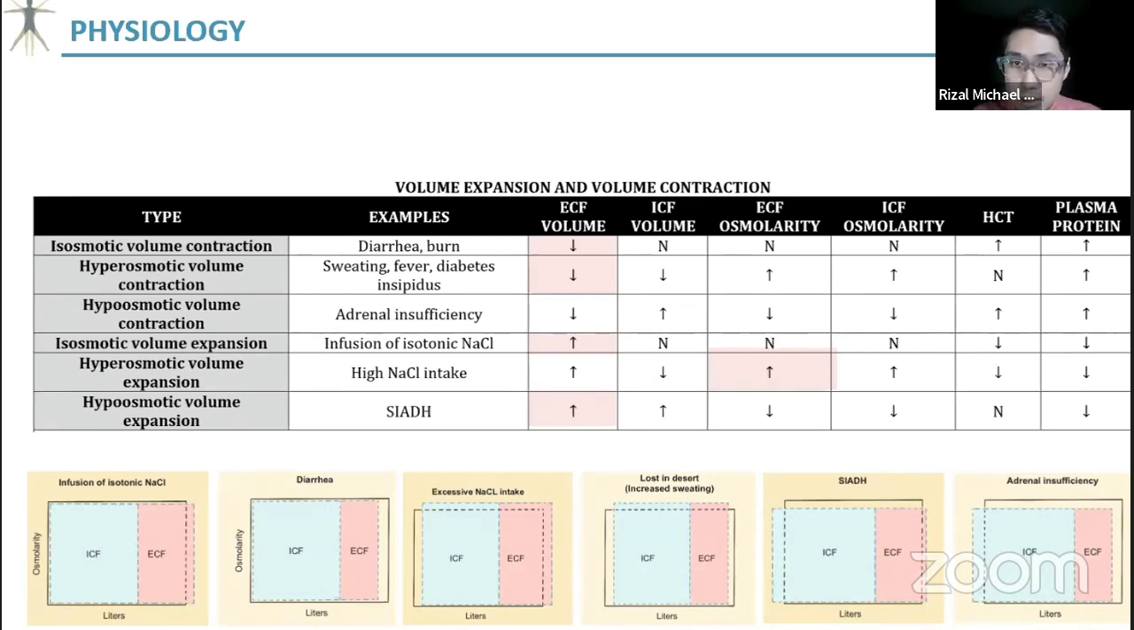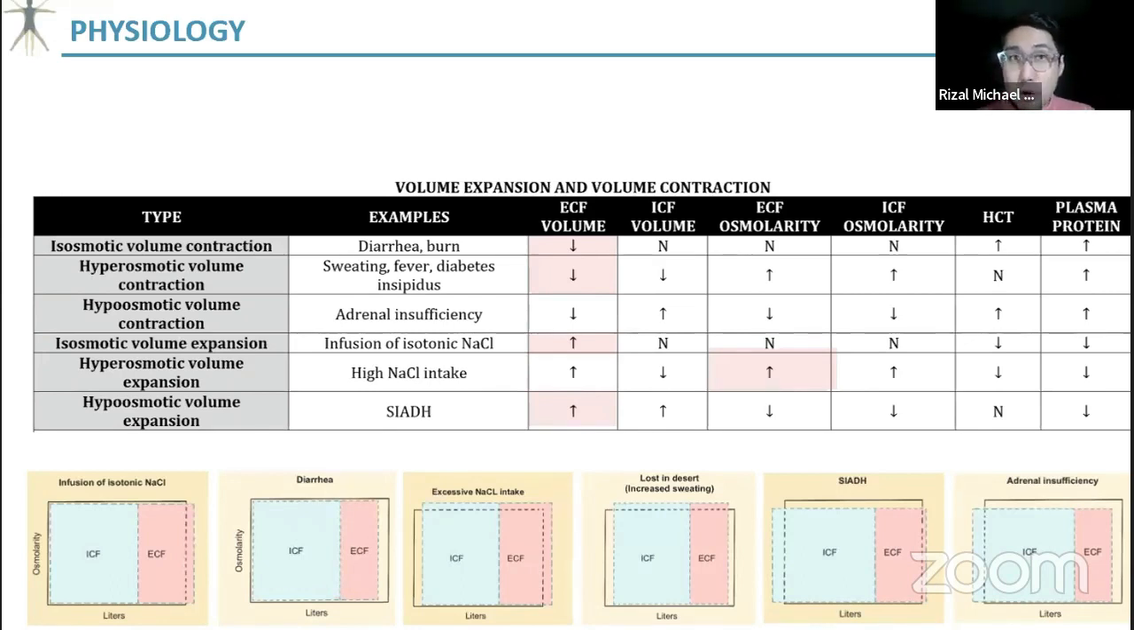Okay? Okay, so for example, let's look at sweating. Sweating is a hyperosmotic volume contraction, right? Pag nag-sweat ka, nag-release ka ng fluid from the skin, right? Your ECF volume will decrease.